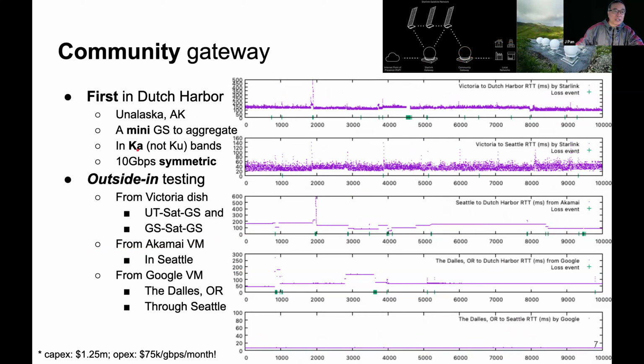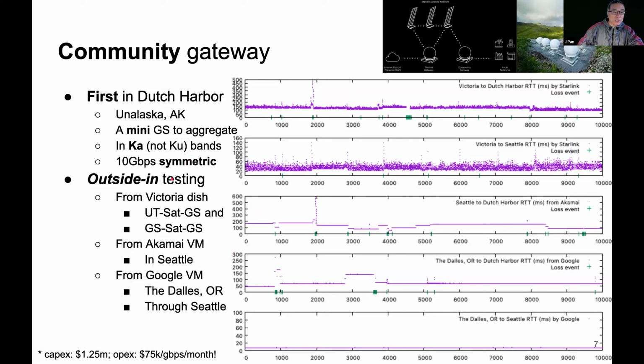And they also use the Ka band instead of the Ku band in this case. Starlink claims they can support a 10 gigabit per second data rate in both directions, symmetrically. Of course, it's also very expensive as well. So this is how much it's going to cost at the beginning, and also for each month, for each gigabit per second data rate.